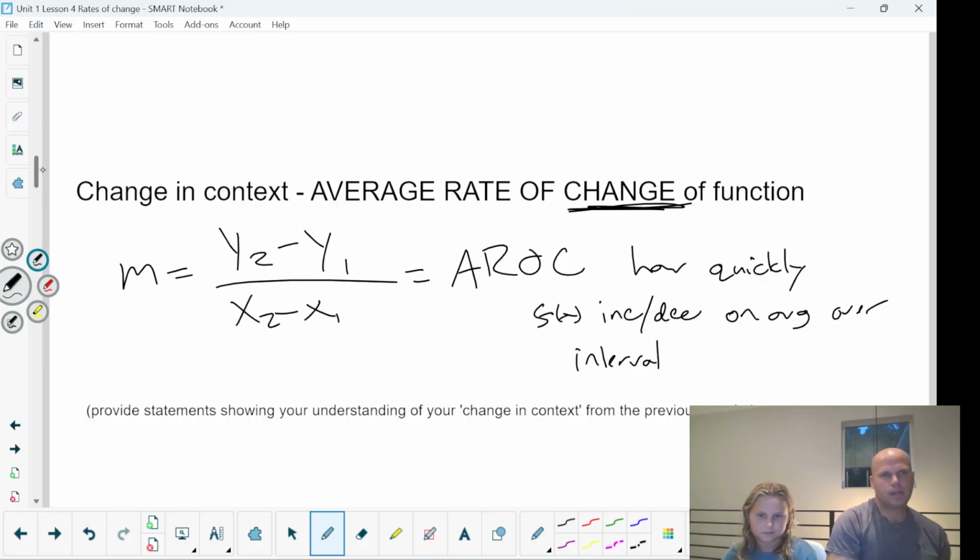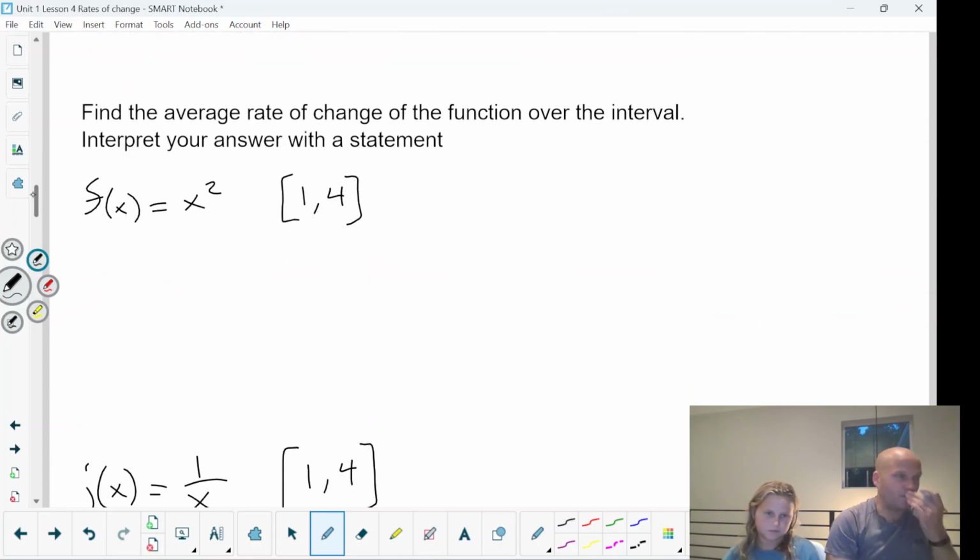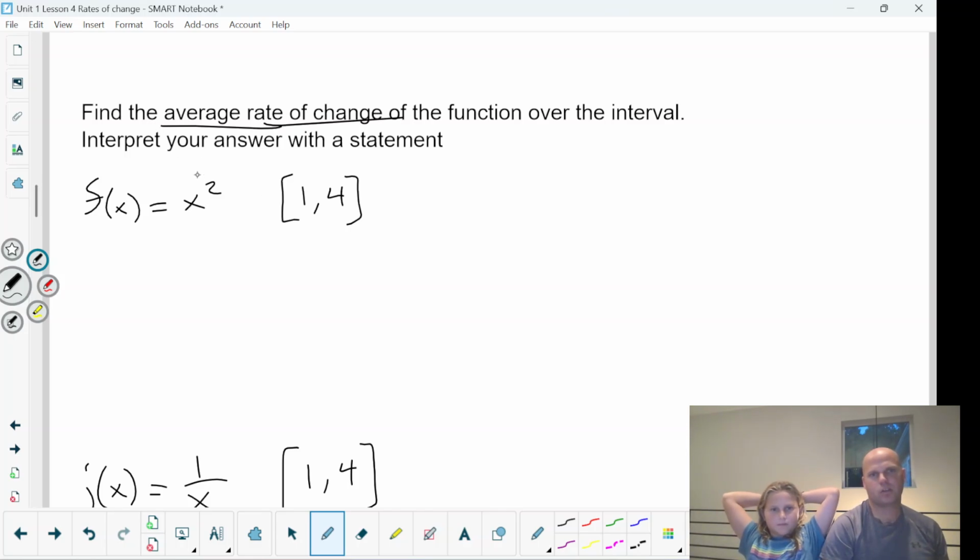Cool. Now, if I have a function like x squared, what would I need to do? Well, if I'm asked to find the average rate of change, it's like take the value and square it. What's 1 squared? 1. What's 4 squared? 16. Cool.